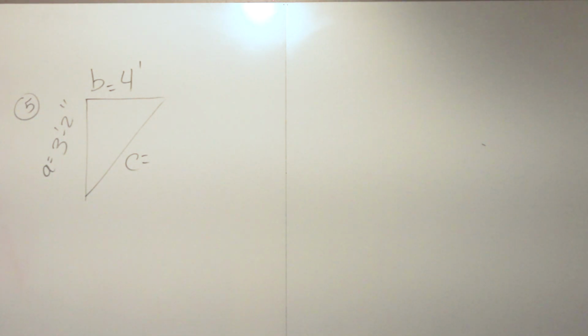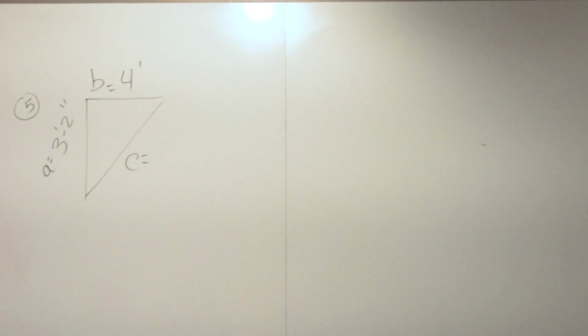Number 5, we have side A, the adjacent side, which is 3 feet 2 inches. The base, which is on the top, is 4 feet, and we're looking for C. C, again, is the longest side, the hypotenuse. C should never be shorter than side A or B. It should never, because C is the longest side. So the first thing we need to do is convert feet to inches.